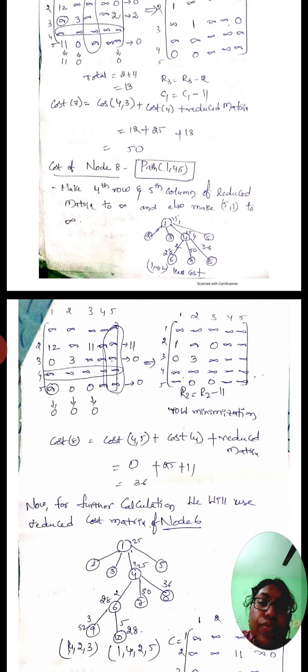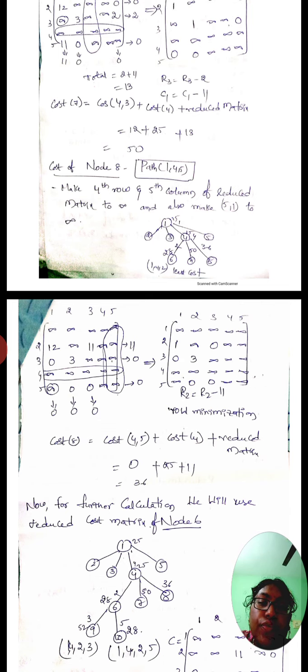Okay, we have to make second row and third column infinity, and we have to make 3, 1 to infinity. Row-wise, we get row 3 and row 5 minimum values 2 and 11, and we have to perform the operation row 3 equals row 3 minus 2 and row 5 equals row 5 minus 11. Total how much? 2 plus 11, 13. This is the reduced cost matrix.